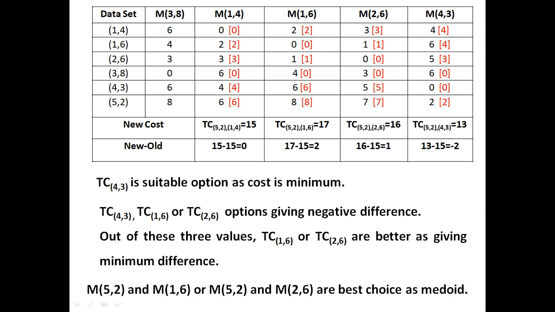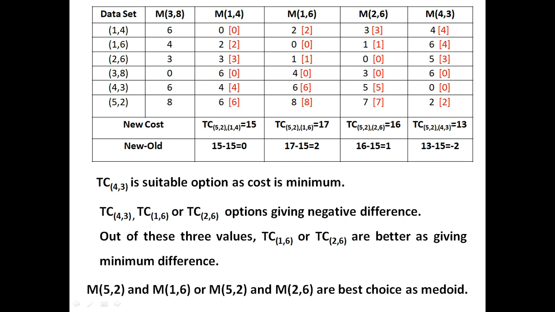We take the difference between the new and old. The old value is 15. So 15 minus 15 is 0. 17 minus 15 is 2. 16 minus 15 is 1. And 13 minus 15 is minus 2. So only this choice is okay. That is, instead of (5, 2) we can use (4, 3), because it gives the negative answer. So TC (4, 3) is a suitable option.